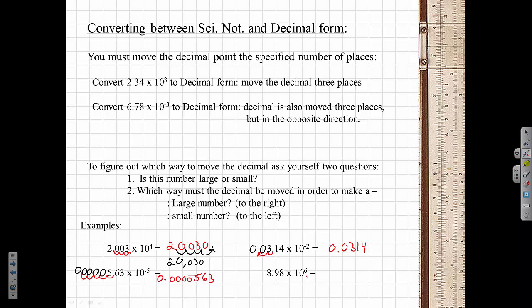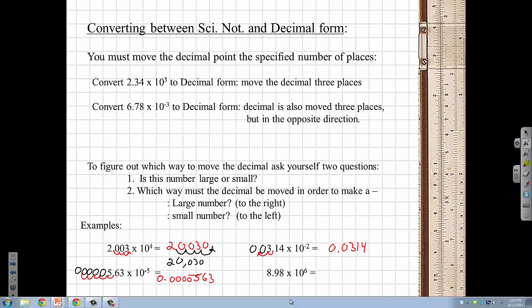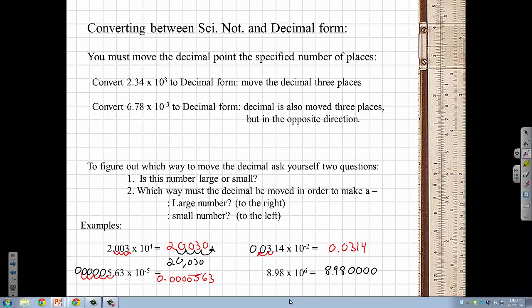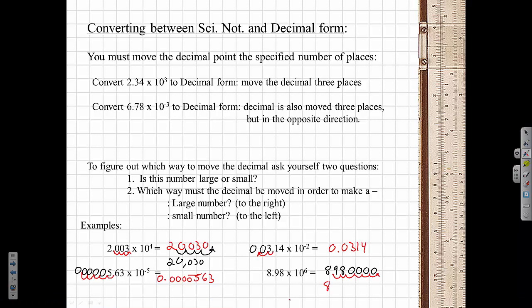Okay. 8.98 times 10 to the 6. 10 to the 6 is a million. A 1 with 6 zeros. So this is a big number. 8, 9, 8. I'm going to put in a bunch of zeros here. 1, 2, 3, 4. Okay. So the decimal was here. And I'm going to move it 1, 2, 3, 4, 5, 6. And the value I get is 8,980,000. That's the decimal. Okay.